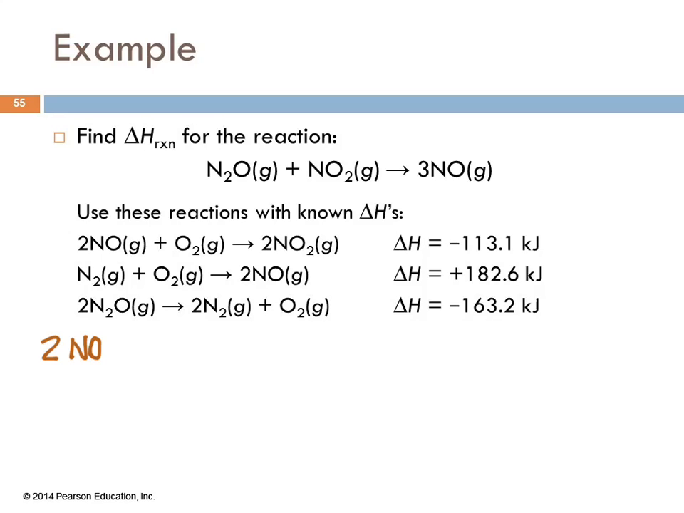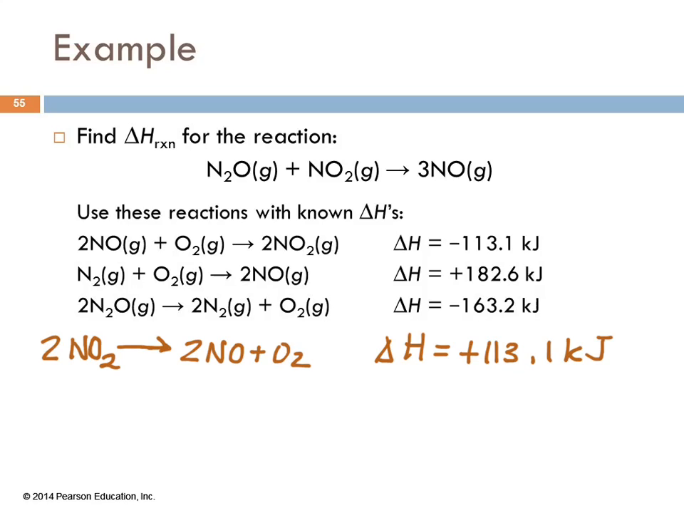So I'm writing that first one. I left off the 2. I'm writing it backwards. I'm writing the products as reactants, plus O2. Did I do that right? 2NO2 goes to 2NO plus O2. And then what I have to do to delta H is change the sign, because I went the opposite way. So delta H is plus 113.1 kilojoules.